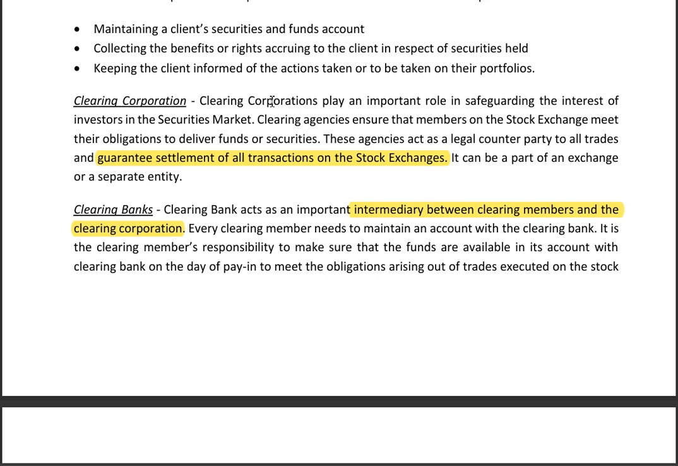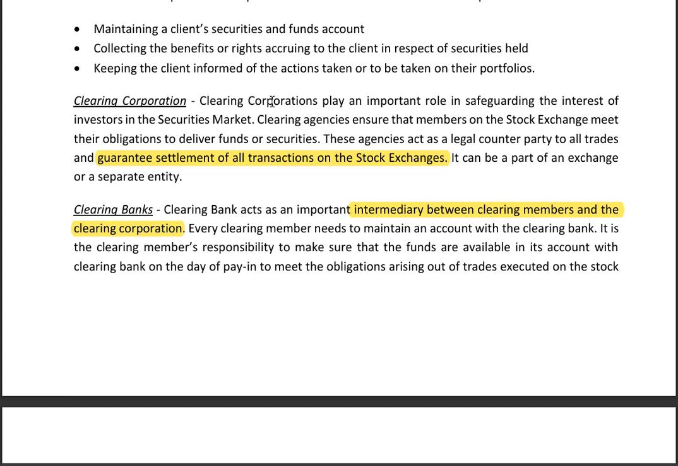The clearing corporation plays an important role in safeguarding the interest of investors in the securities market. Clearing agencies ensure that members on the stock exchange meet their obligation to deliver funds or securities. The agencies act as a legal counterparty to all trades and guarantee settlement of all transactions on the stock exchange. It can be a part of the exchange or separate.